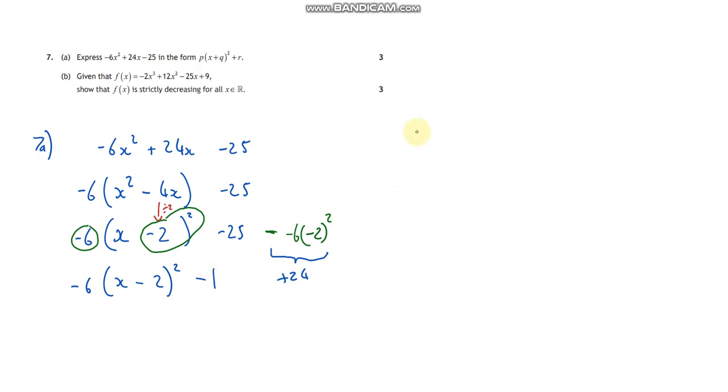And FYI, the turning point for this is simply just 2, negative 1. You change the sign and the other stays the same. Okay, so that's why we do this.